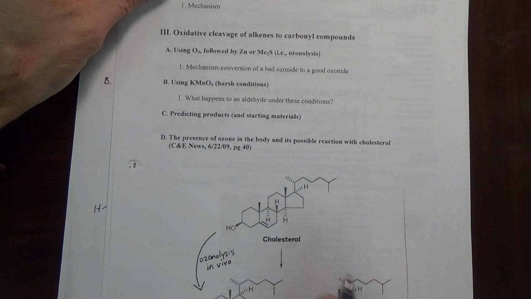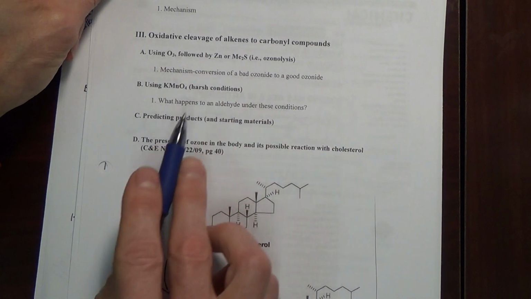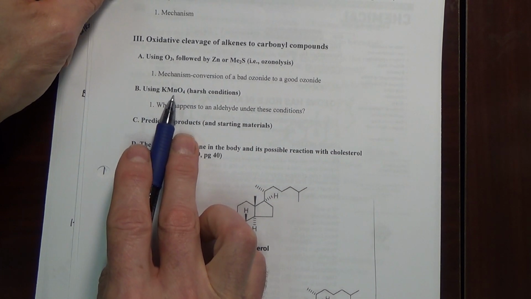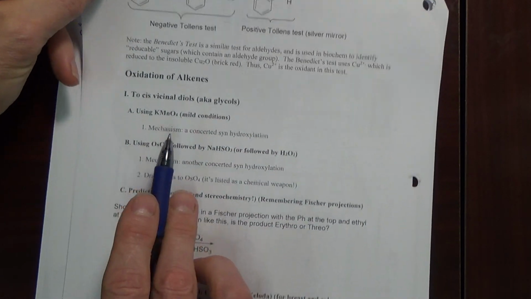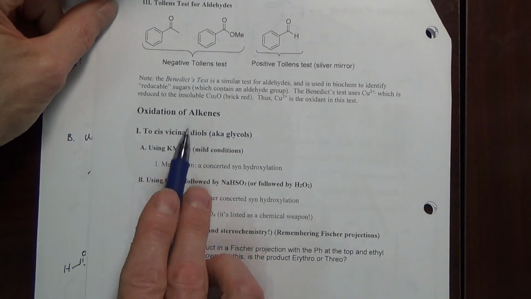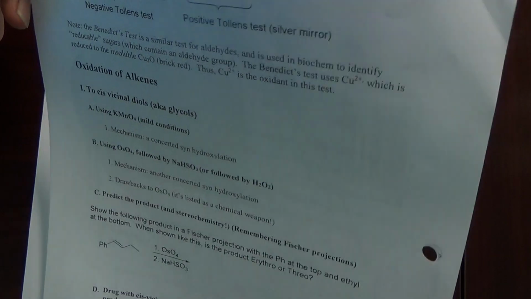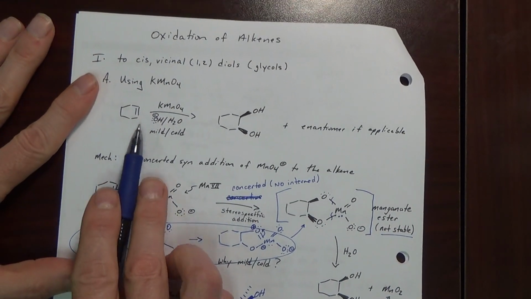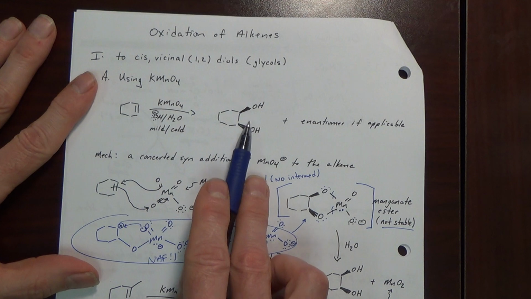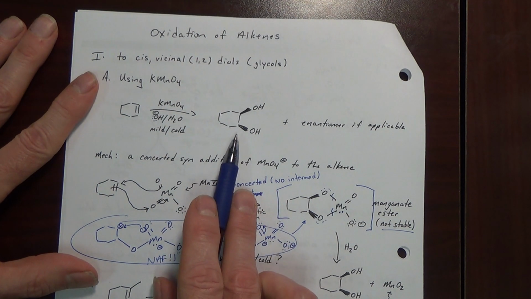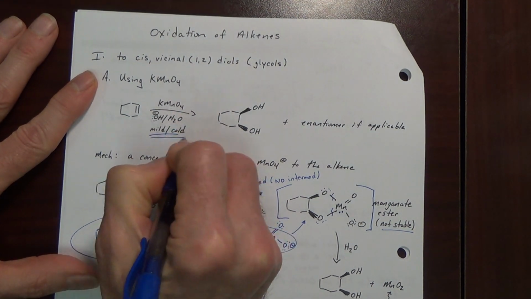Now, we can also cleave alkenes using KMnO4. But wait a minute, I thought KMnO4 converted alkenes to cis-vicinal diols. They do, if you keep it mild and cold.